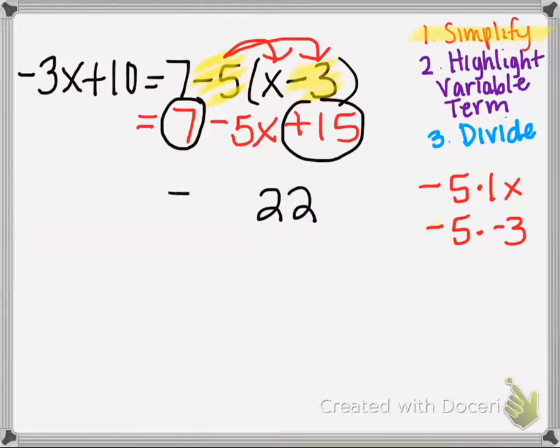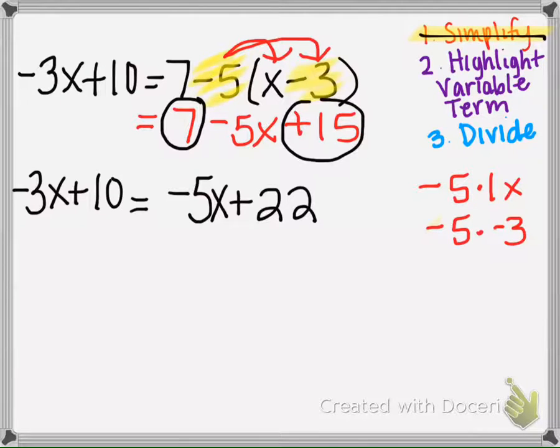And then bring down the negative 5x. And this is a positive 22. Now I'm going to bring down the left side here. Now, done. Step 2 is we need to highlight the variable term.